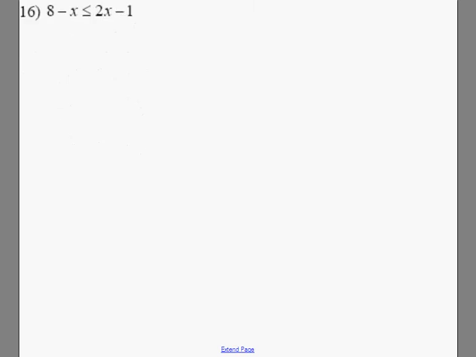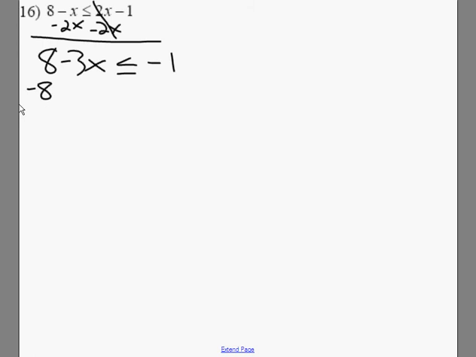In this problem, we have variables on both sides. When I solve problems, I bring all variables to the left-hand side and all numbers to the right-hand side. So I'll first subtract 2x on both sides. We're going to get 8 minus 3x is less than or equal to negative 1. Subtract 8 on both sides. We're going to get negative 3x is less than or equal to negative 9.